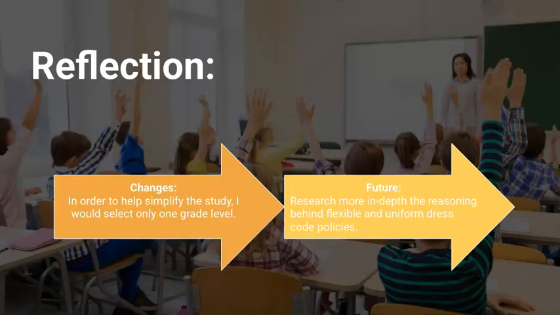Reflection. The changes I would make to the study would be to simplify the amount being monitored. In order to help simplify the study, I would select only one grade level. And in the future, I feel it would be beneficial to research more in depth the reasoning behind flexible and uniform dress code policies.